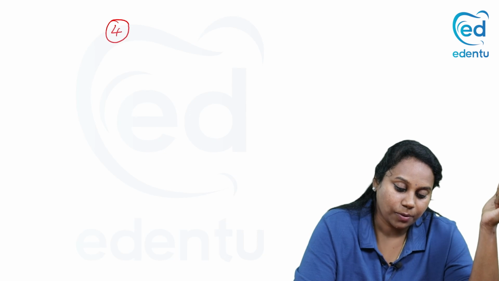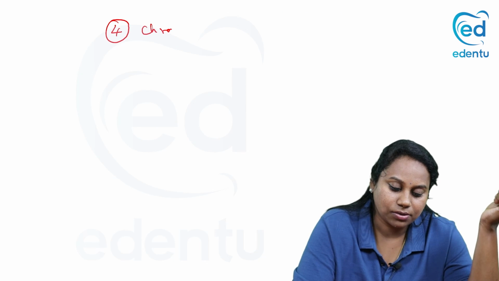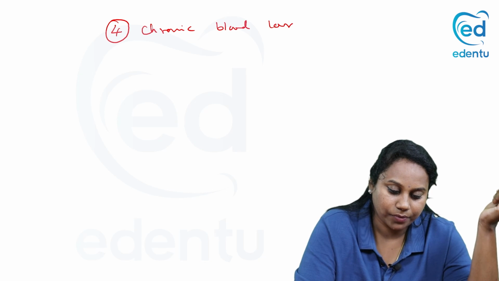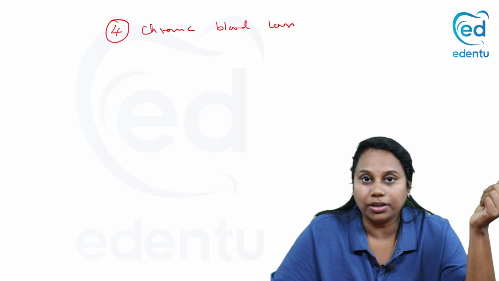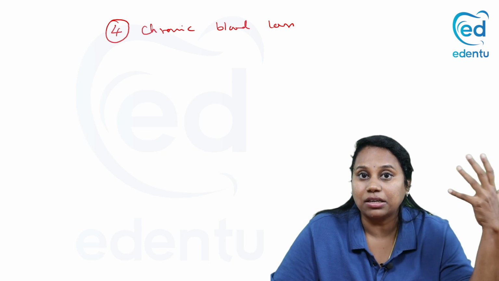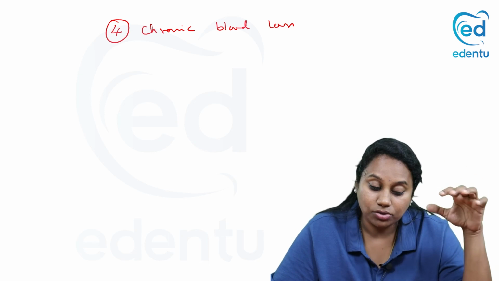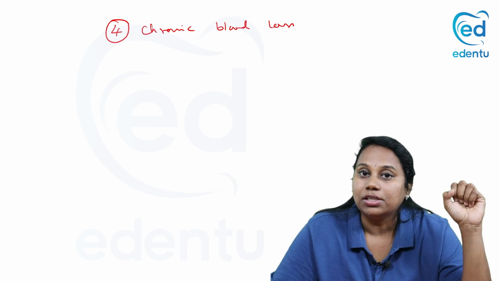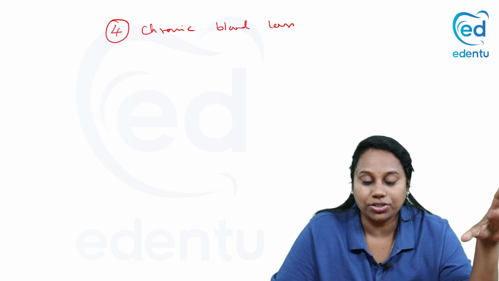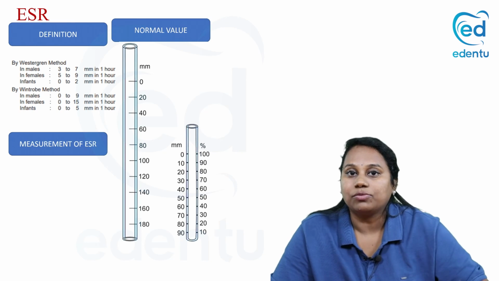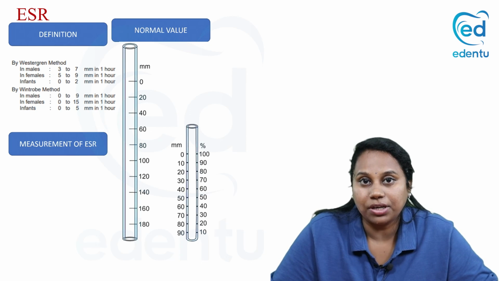And the last cause, any chronic blood loss. Chronic blood loss can also result in anemia. Any chronic bleeding, internal bleeding, which we are not aware of, also can result in anemia. So these are the etiological classifications of anemia. Next, let's move on to erythrocyte sedimentation rate.